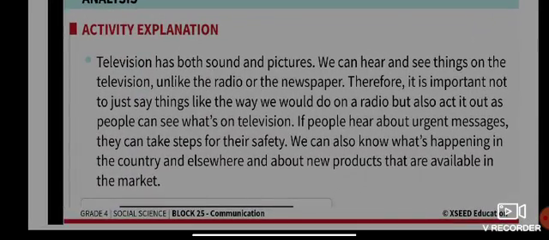We know that television has both sound and picture. We can see the picture, a person, and we can hear them speaking.